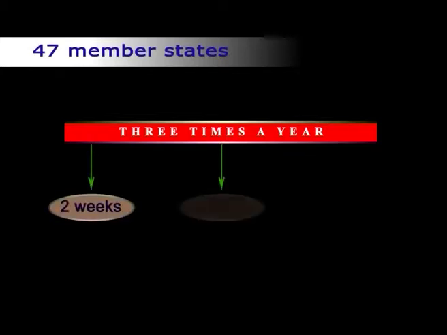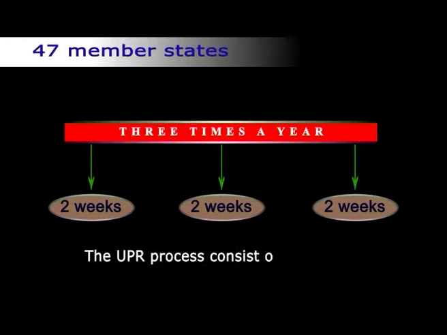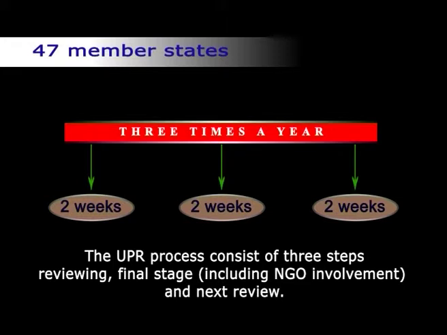The 47 member states of the HRC meet as a UPR working group 3 times a year for 2 weeks each time. During each session, they review 16 states. The UPR process consists of 3 steps: reviewing, final stage, including NGO involvement, and next review.